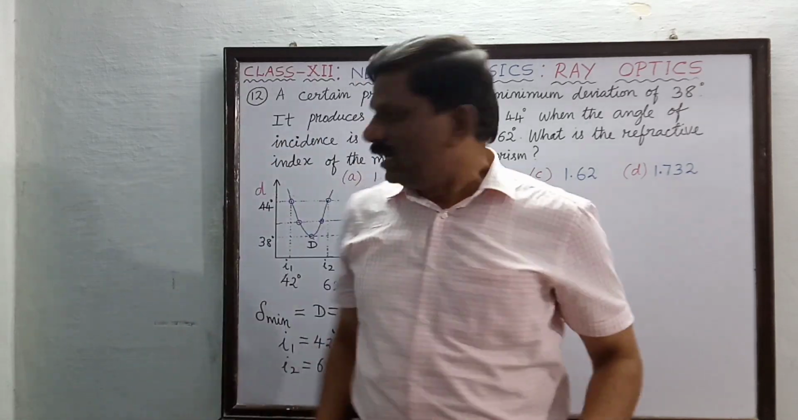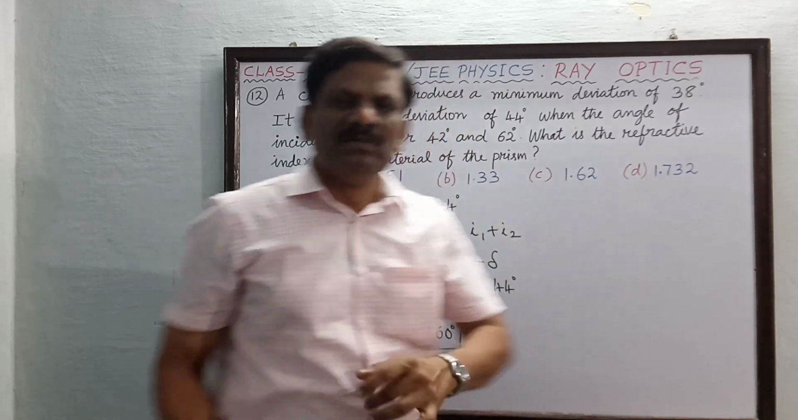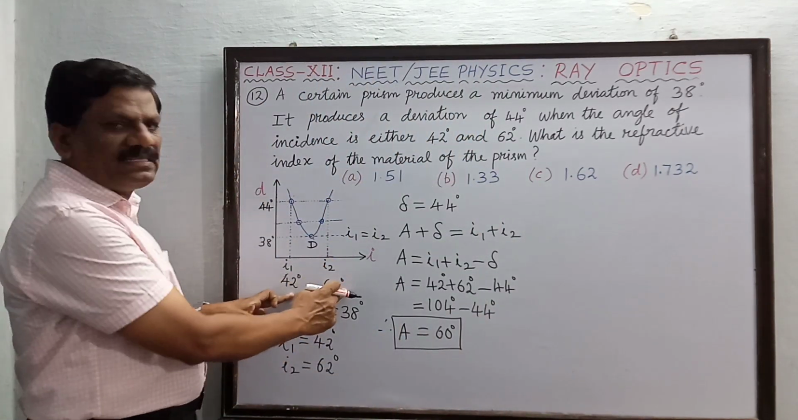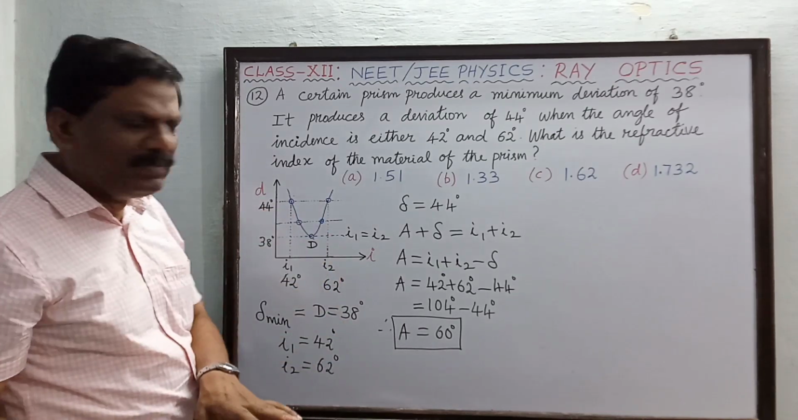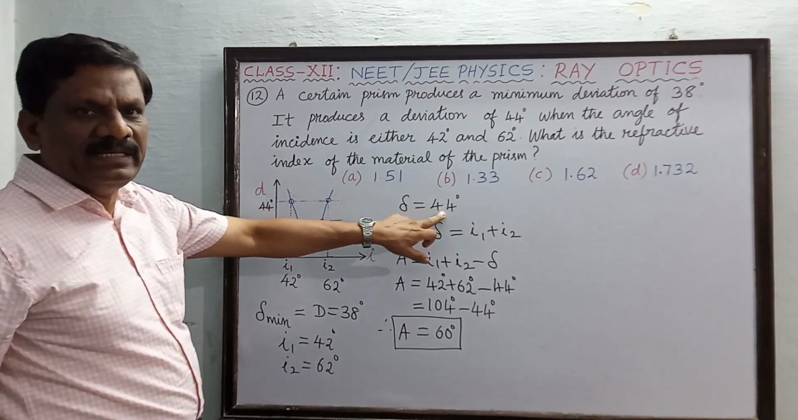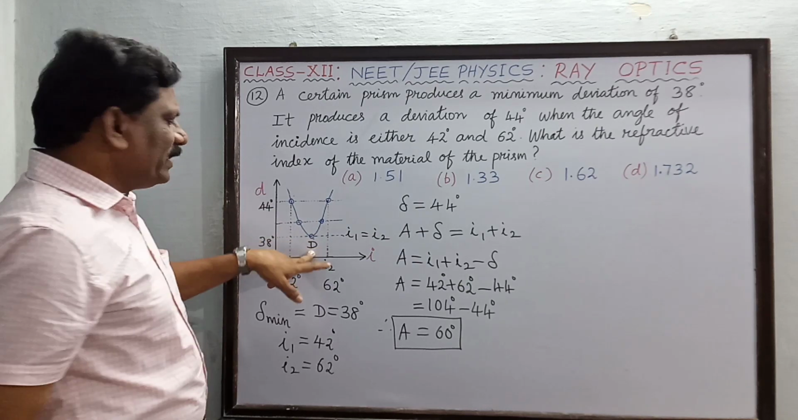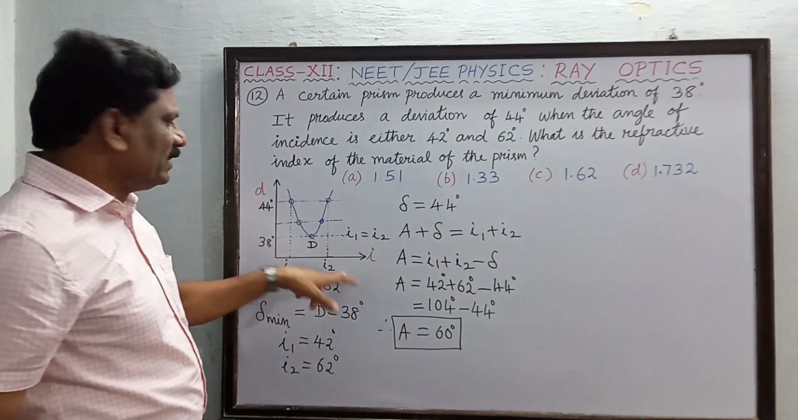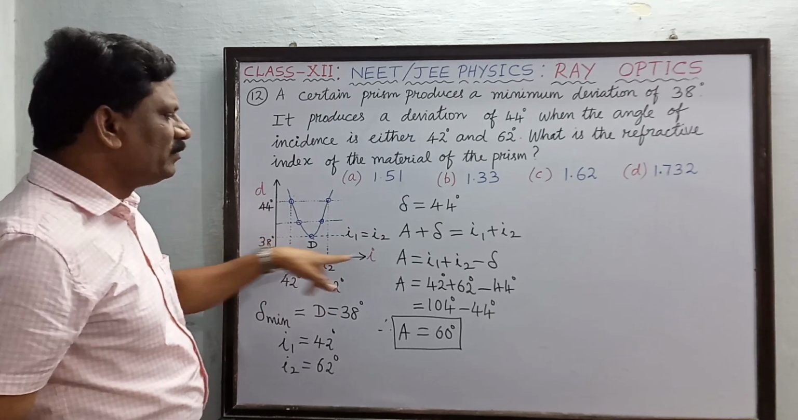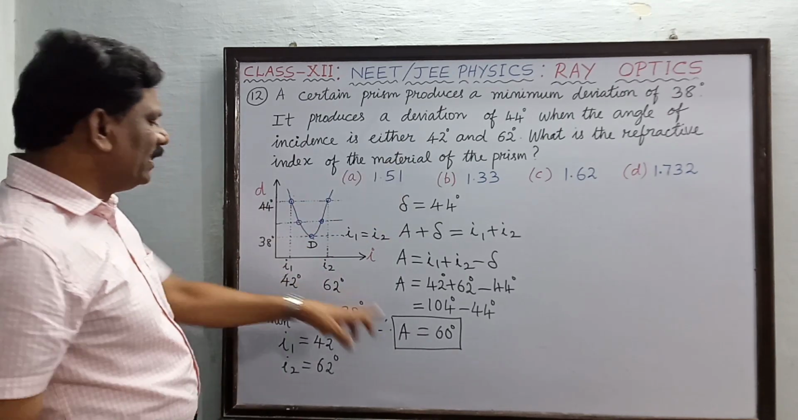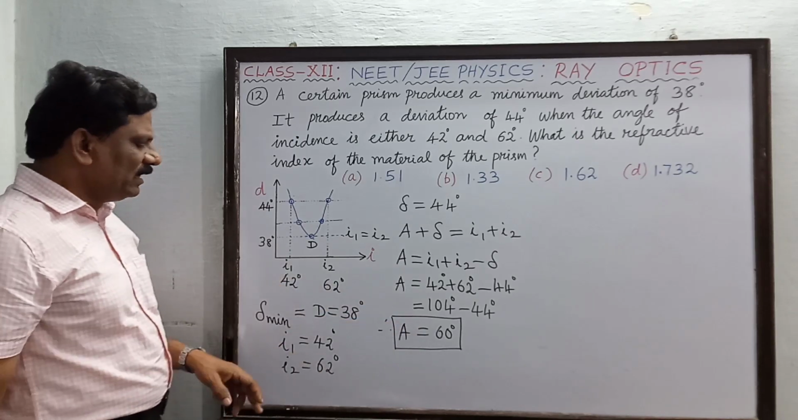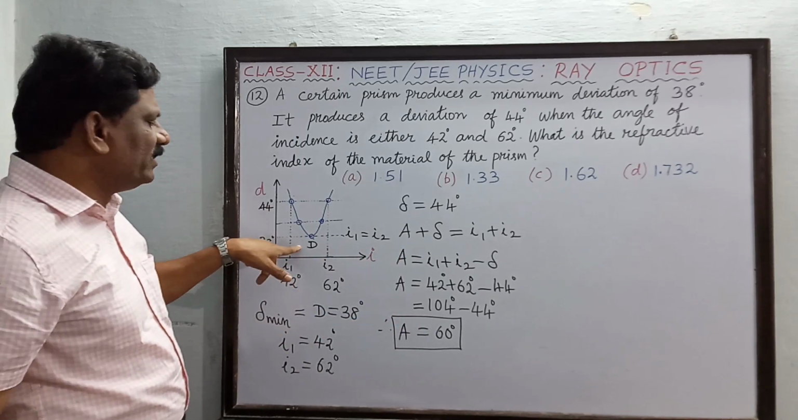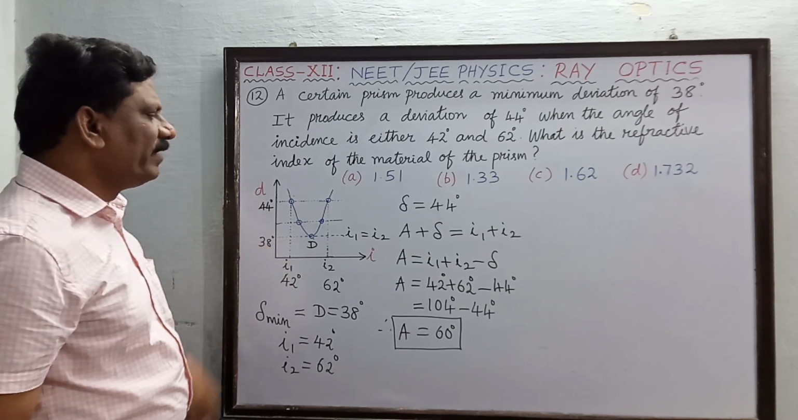Are you all understanding, students? From this graph we find that for two different angles of incidence the deviation remains the same, and that value is 44 degrees. At one particular angle, where the angle of incidence is equal to the angle of emergence, the deviation is found to be minimum. So I have found the angle of the prism, 60 degrees, from this expression, and the angle of minimum deviation is given. So how to find the refractive index?